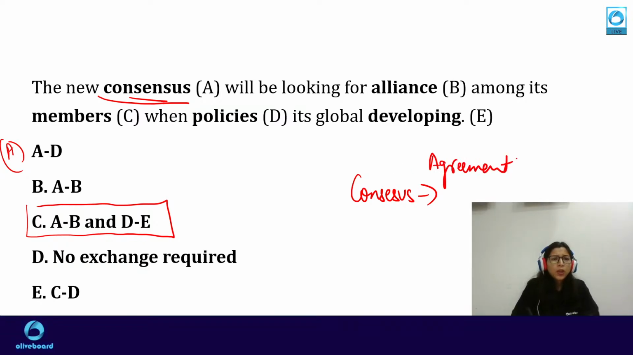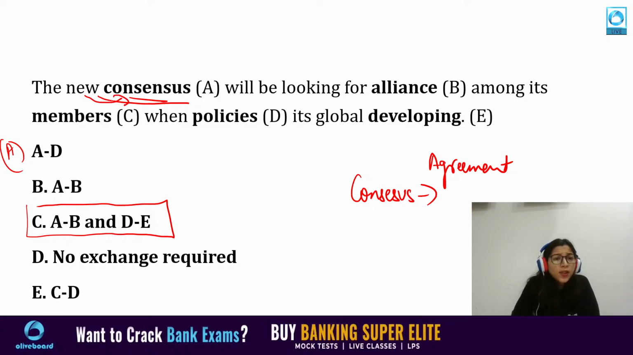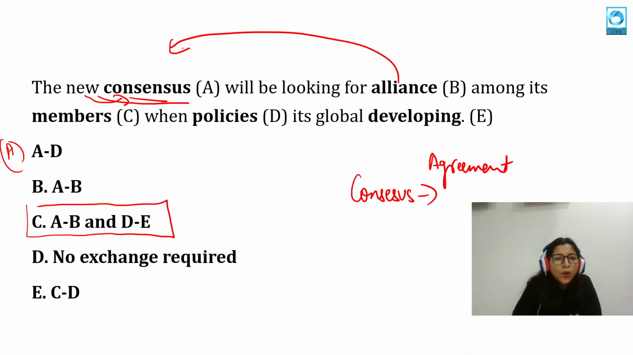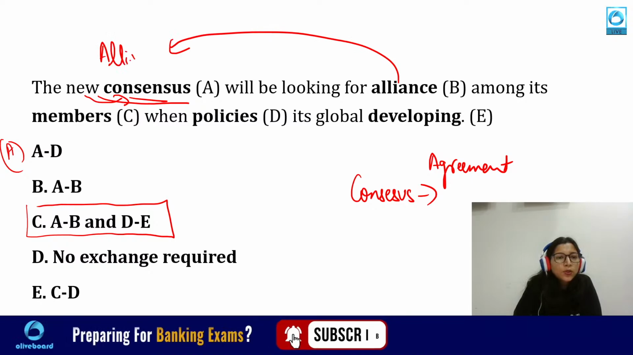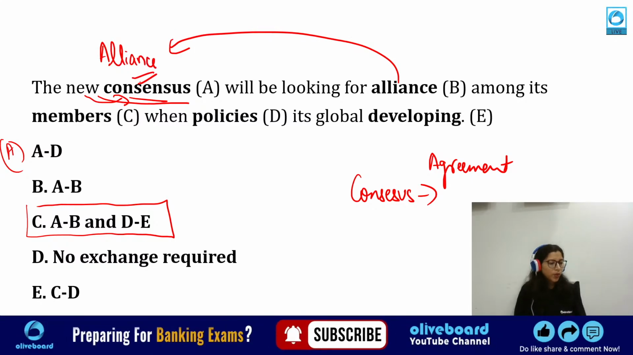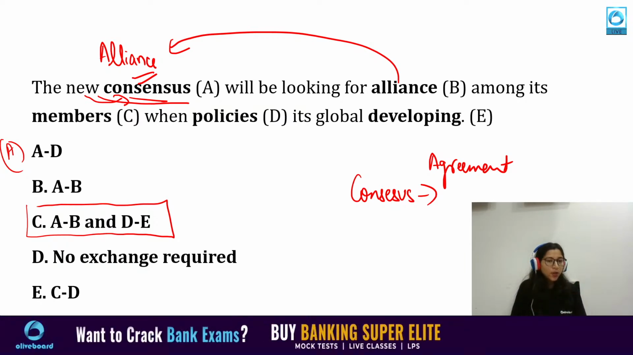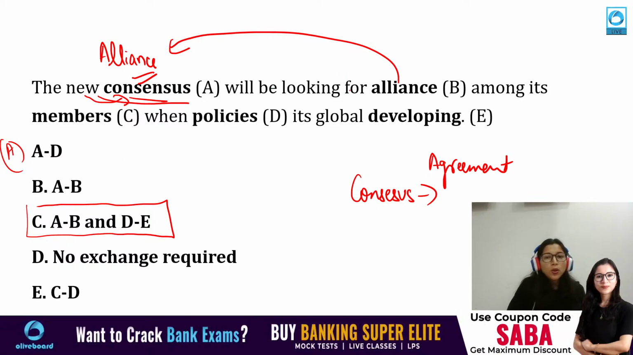Yes. So is it making any sense? The new consensus will be looking for agreement, will be looking for something? No. So here alliance is required. The new alliance means group. Okay. The new group, the new party. Alliance means what? It is a party of 2-3 persons, 2-3 groups. Okay. Yes. So the new alliance will be looking for consensus. Here consensus will come.